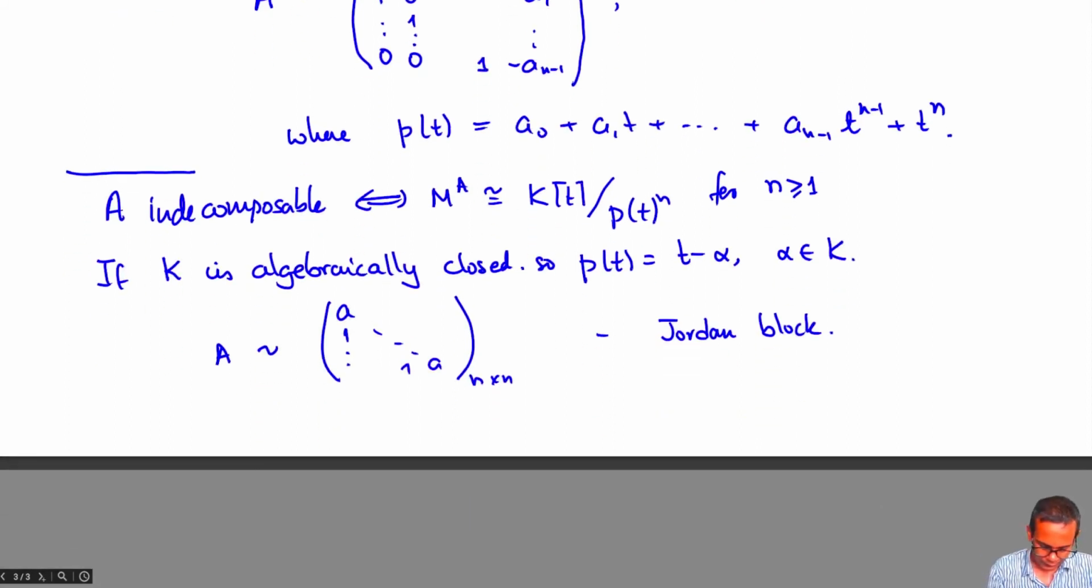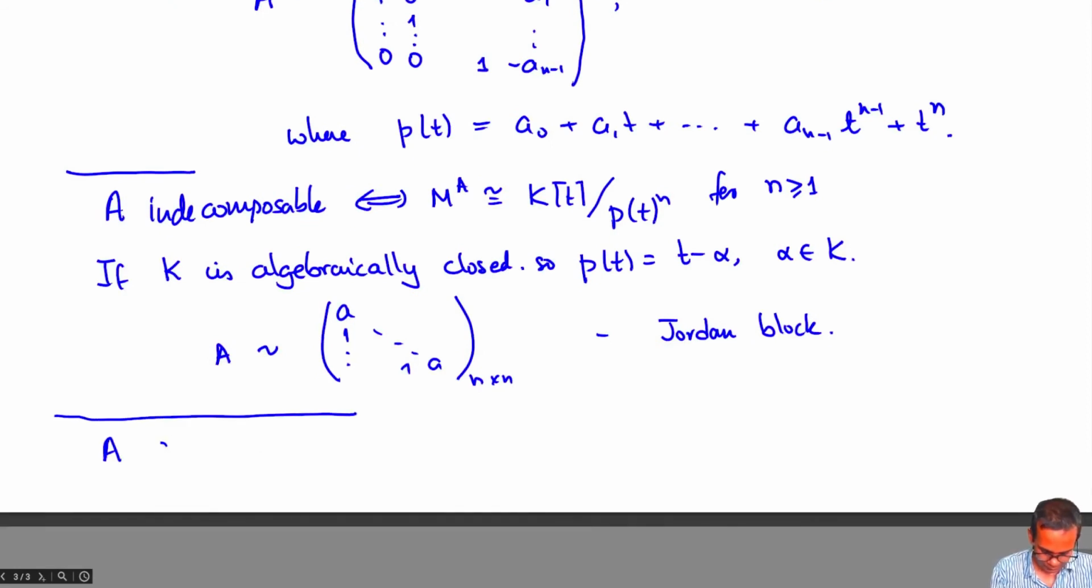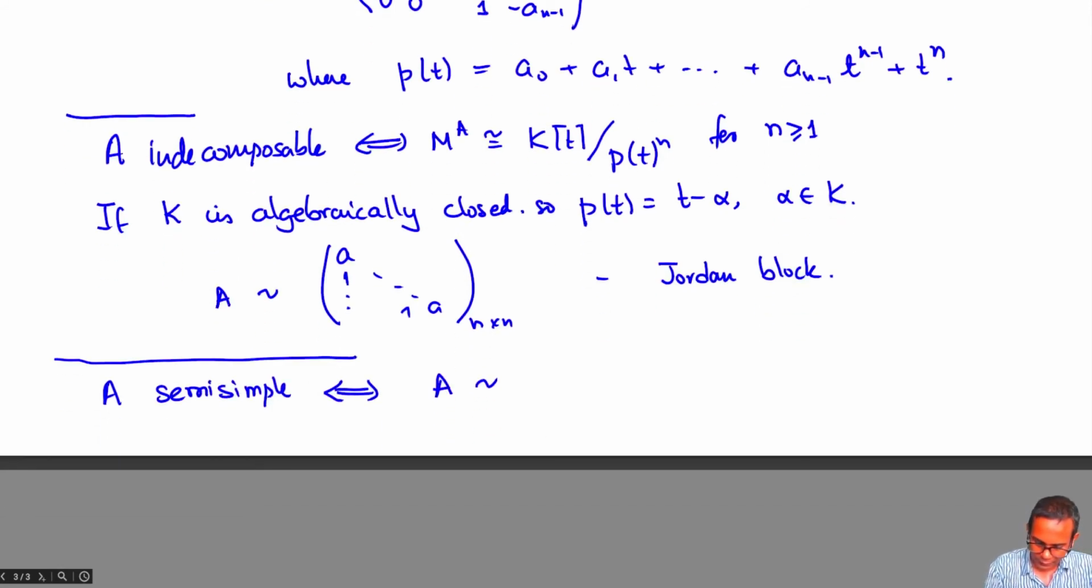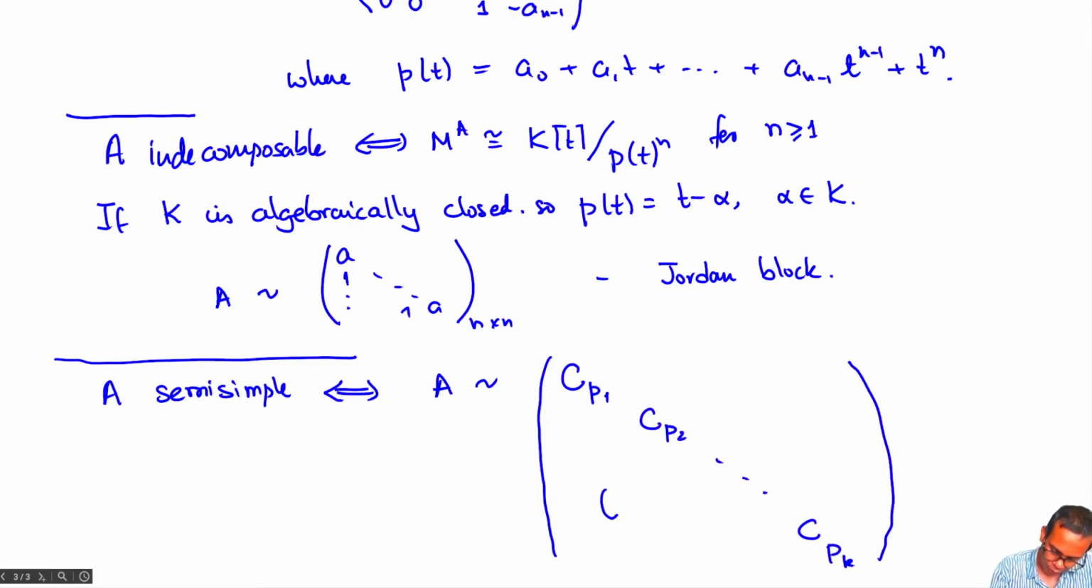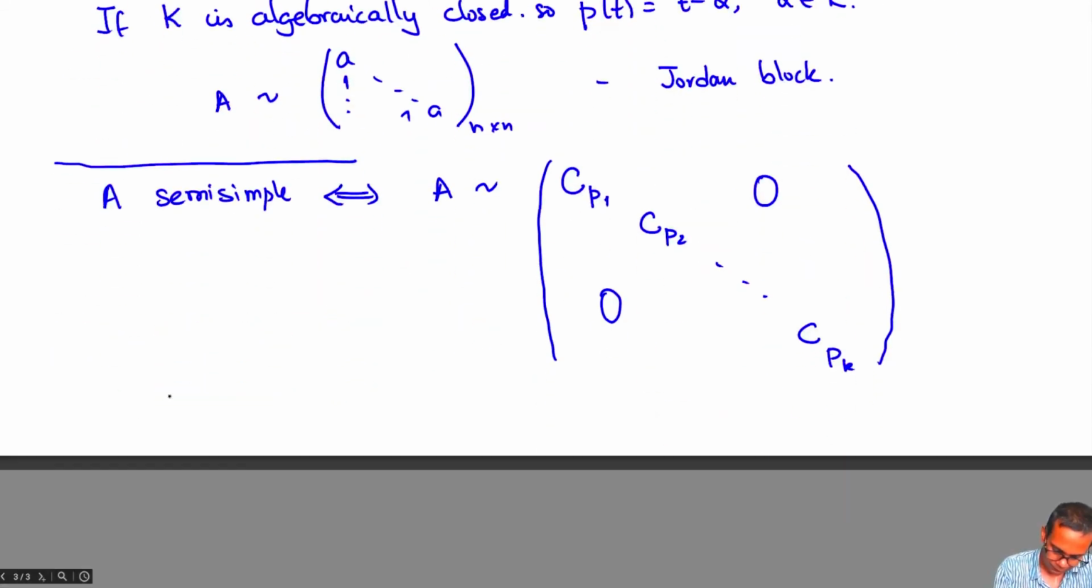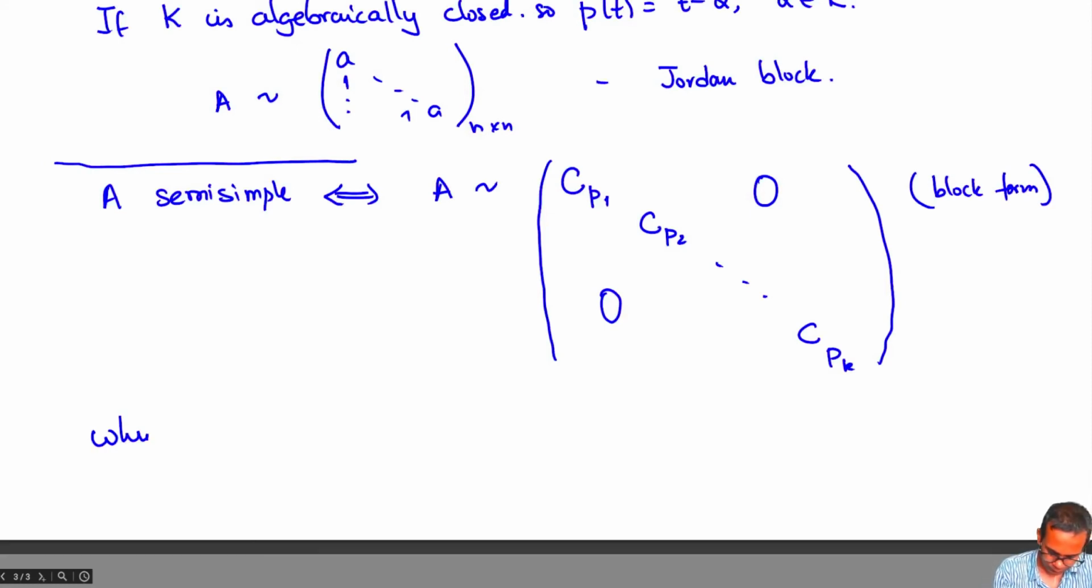And finally, let's look at the case where A is semi-simple. In this case, M_A is a direct sum of simples, and so A is similar to a block diagonal matrix with blocks C(P1), C(P2), and so on, where the diagonal blocks are companion matrices of monic irreducible polynomials.